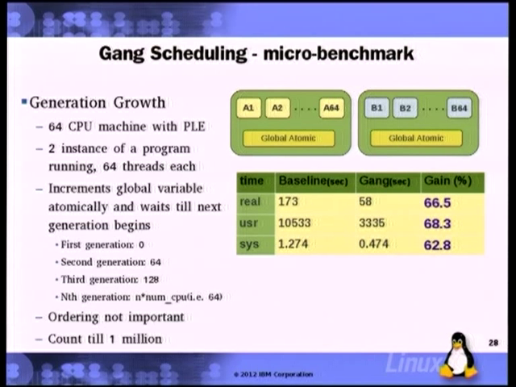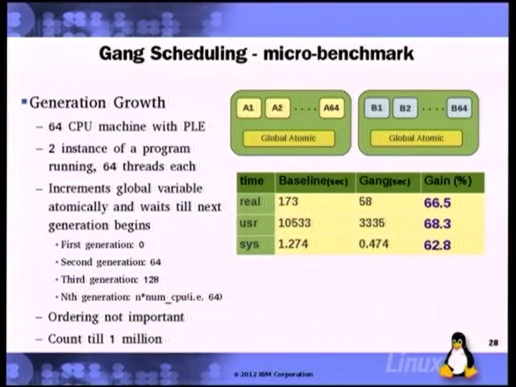So what is a generation? Generation is basically 0 to 63 is the first generation, then 64 to 127 is the next generation. So each thread would get once to increment during one generation. And we run the two instances of the same program on the machine. The ordering here is not really important. Which CPU comes and increments it, that's not important here. And we would basically do a count till a million.